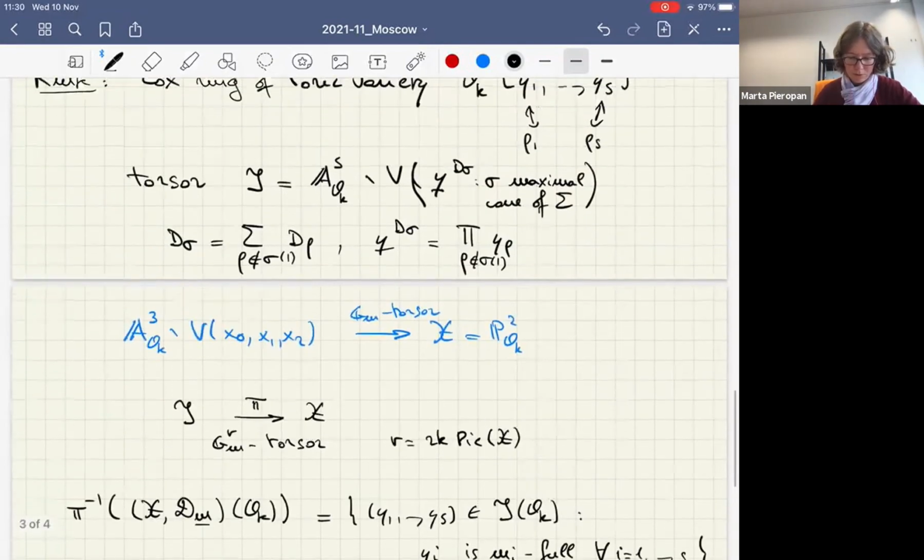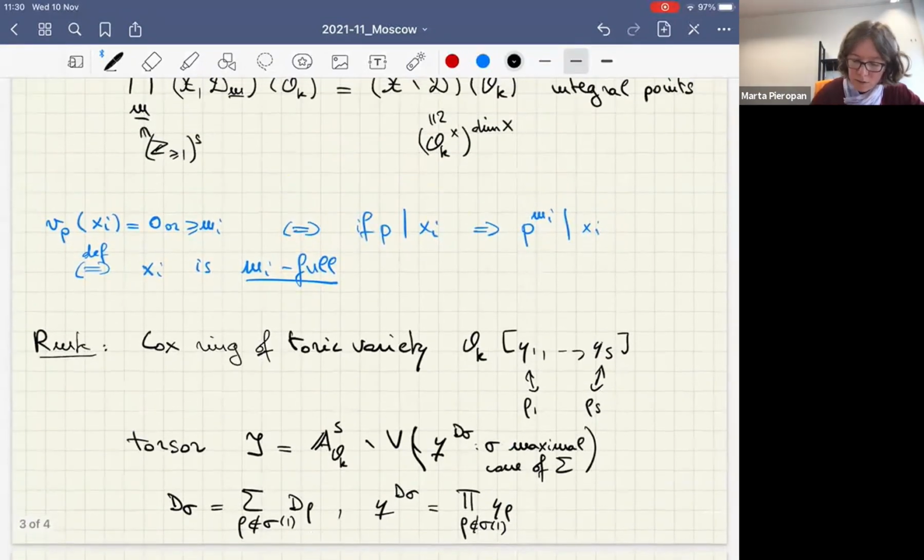Okay, so let's go back a moment. Here we have this mi-fullness condition. So I think that I should have added one thing. If we require these conditions on the divisibility by primes, let's say, or p-adic valuations for every prime, this is our m-fullness condition.